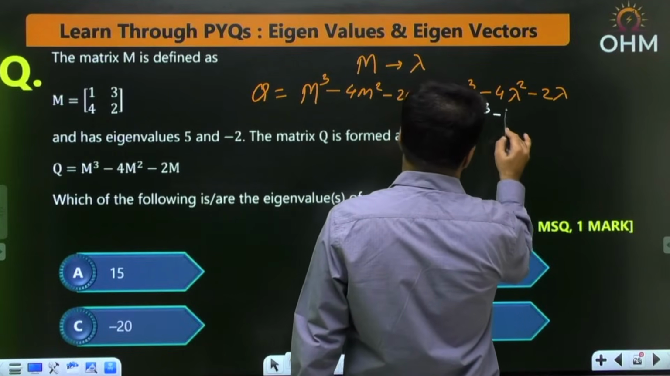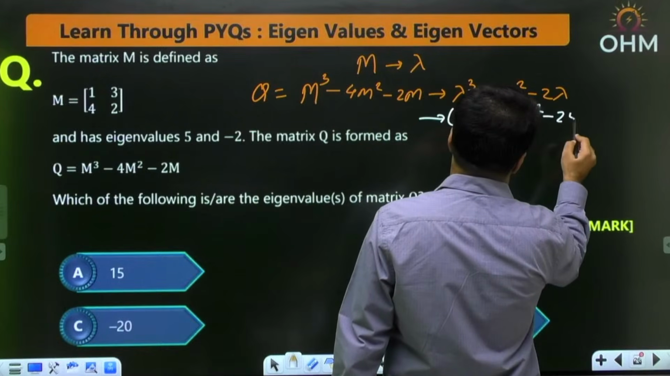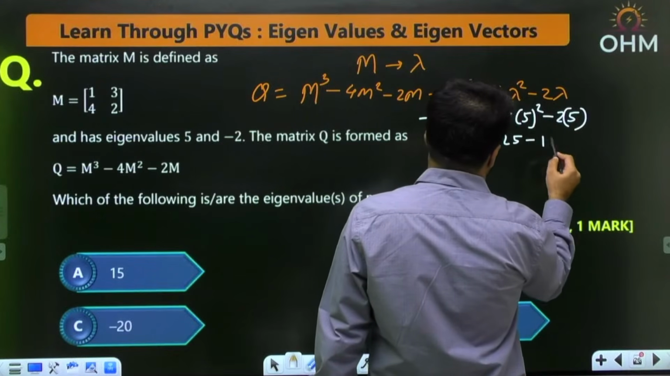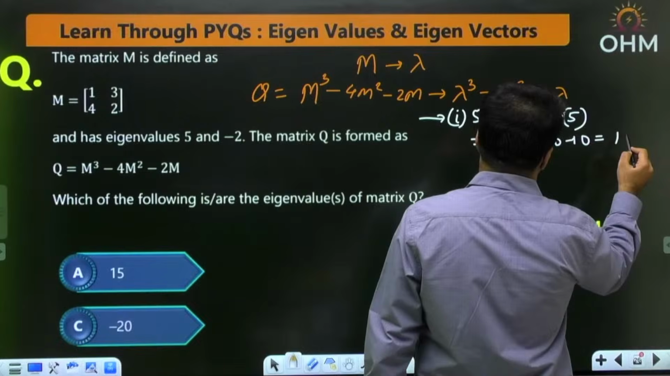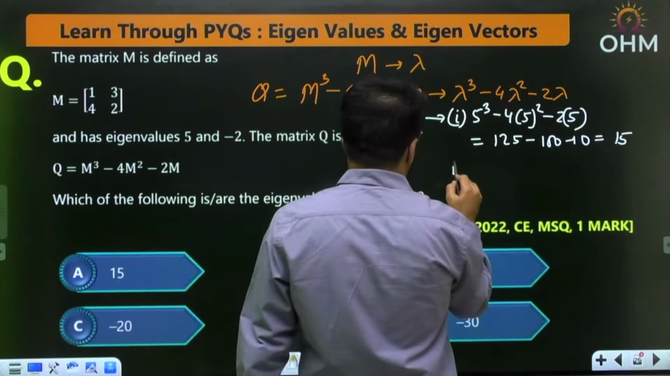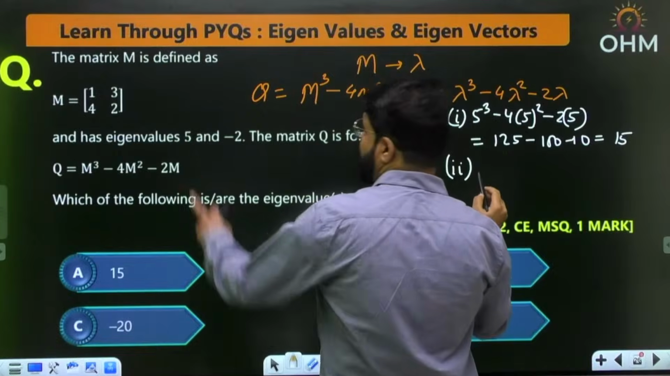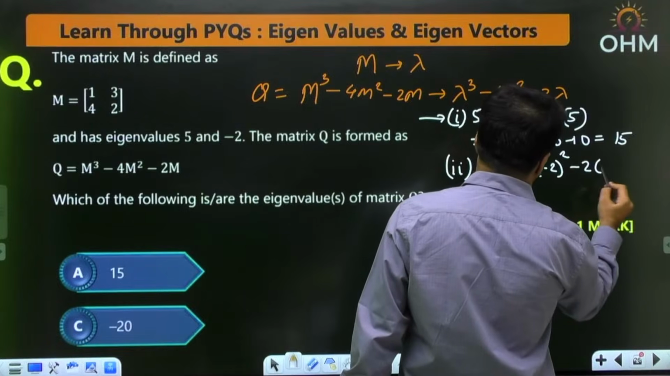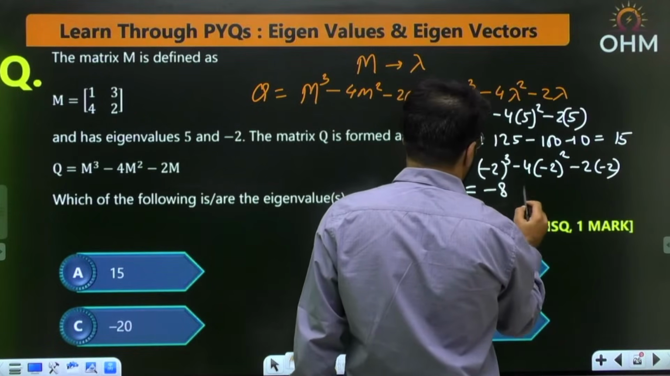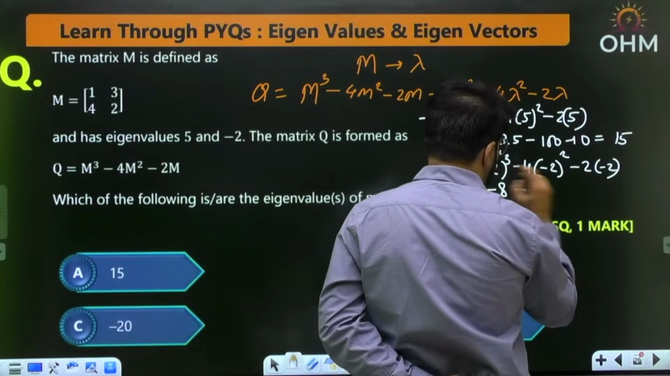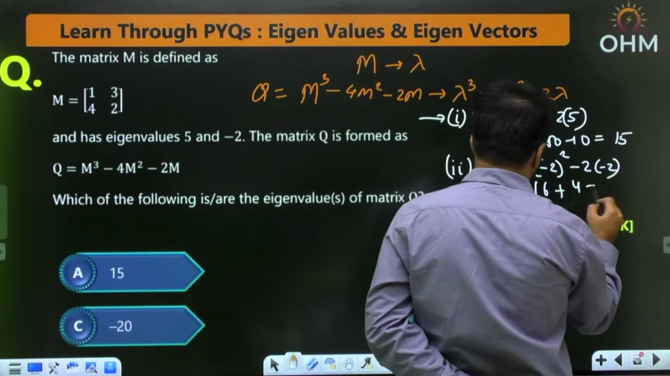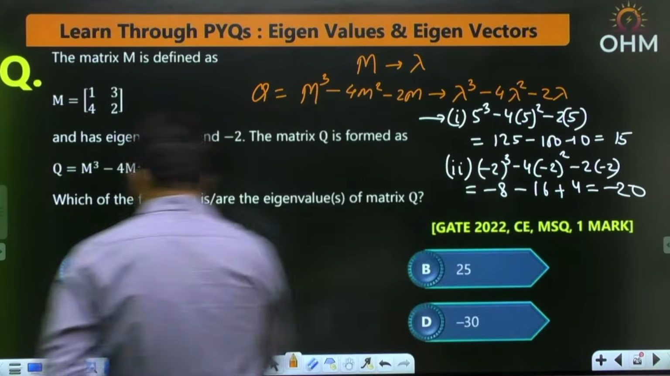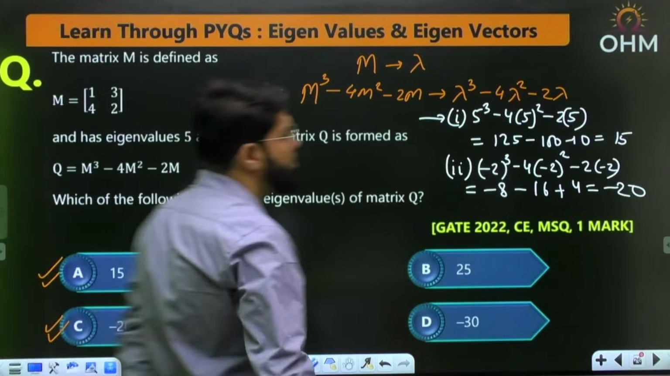Okay, 5 cube minus 4 into 5 square minus 2 into 5. Correct. So this is 125 minus 4 into 25, 100 minus 10. Okay, total answer is 25 minus 10, 15. One of them is 15. Second one, okay, second lambda is minus 2. So minus 2 whole cube minus 4 into minus 2 square minus 2 into minus 2. This becomes minus 8 minus 16 plus 4. So this is minus 20. 15 and minus 20. MSQ question, 2 options you have to tick mark. Okay, one of them is 15, one of them is minus 20.